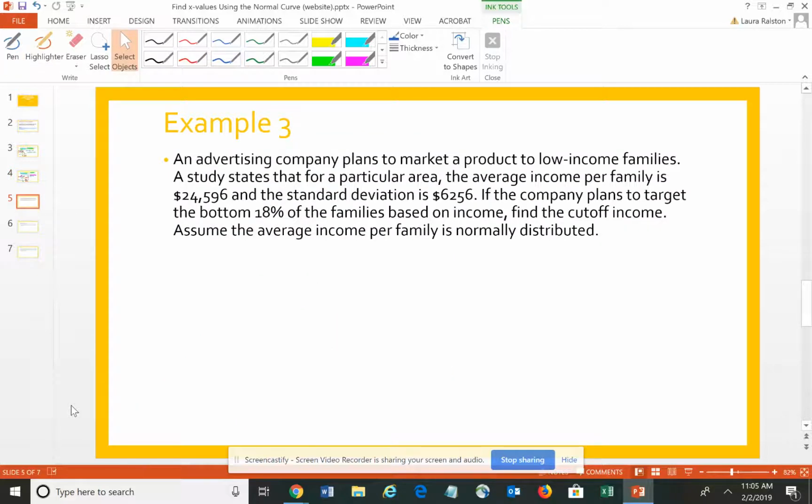All right, number 3. An advertising company plans to market a product to low-income families. A study states that for a particular area, the average income per family is $24,596, and the standard deviation is 62.56. If the company plans to target the bottom 18% of families based on income, find the cutoff income. Assume that the average income per family is normally distributed.